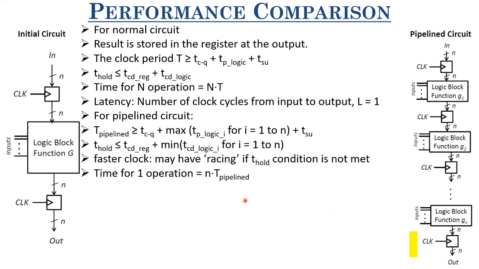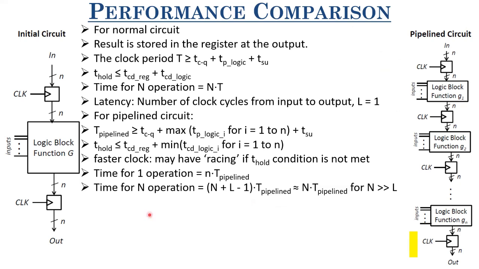Now, what is the time for one operation? Time for one operation is n times T pipeline. As we saw in the previous case, the first output was available only after n cycles, or after 3 cycles. Here it will also be available only after n cycles. But after that, subsequent operations will happen in only one clock cycle. So what is the time for capital N such operations? It is N plus L minus 1 times T pipeline, which is close to capital N times T pipeline if N is very large compared to L.